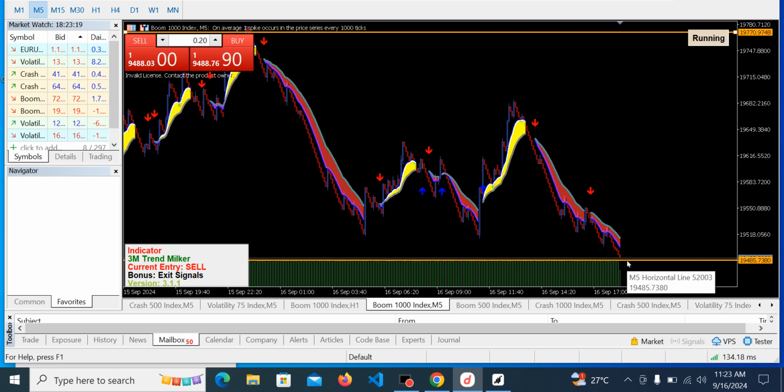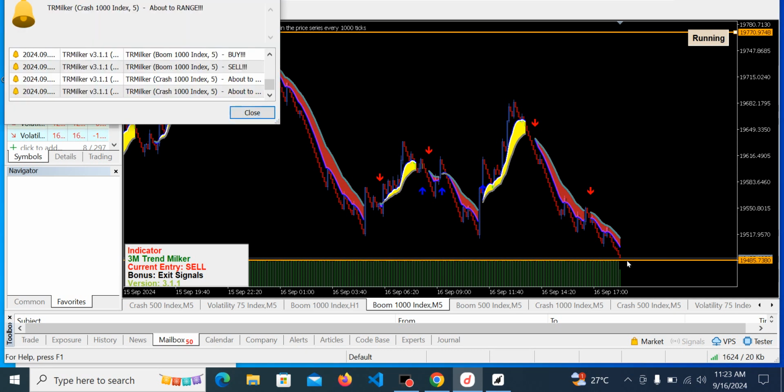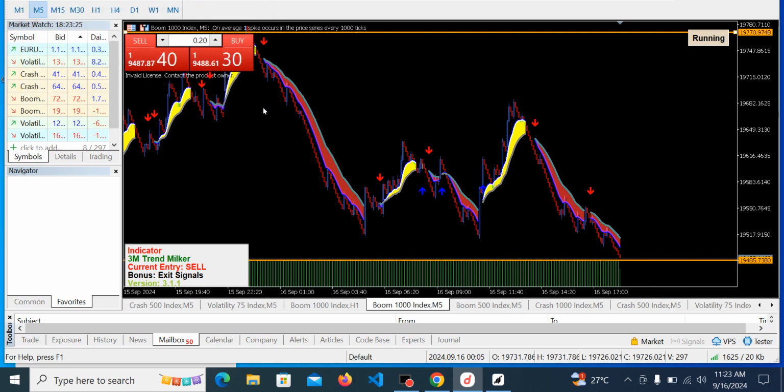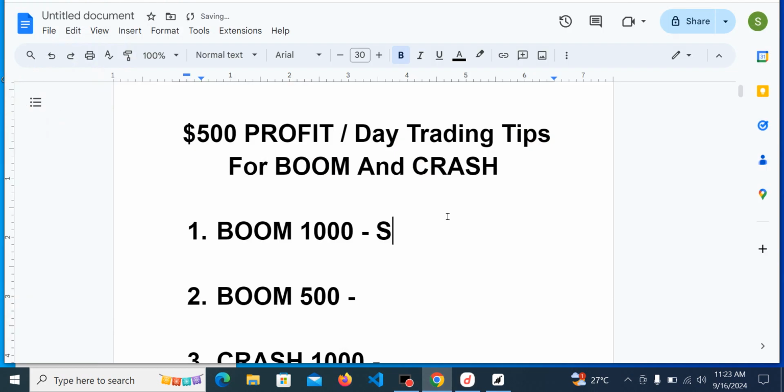If it's unable to break out from there, it will go back into an uptrend, but if it breaks out below it, it will keep on selling. So this is very important. At the moment this is still selling, even though it might not be for a very long time, most especially if it's unable to break out from the support zone. Okay, next asset is going to be Boom 500.